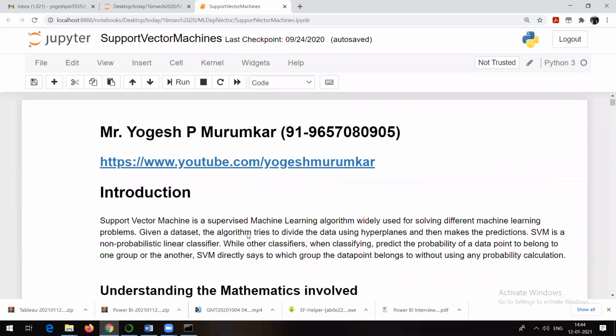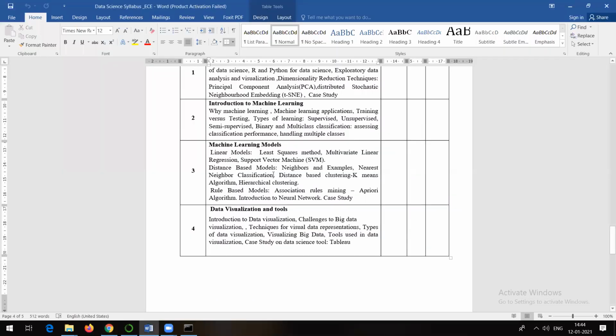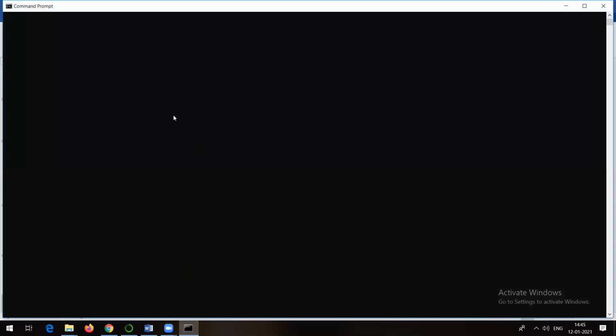Actually there are two examples which we are going to implement in this case. But before that, let me discuss some of the basic concepts, as they have mentioned only this topic, support vector machine, that's it. So I will talk about the basic things about support vector machine, and then we will see the implementation.